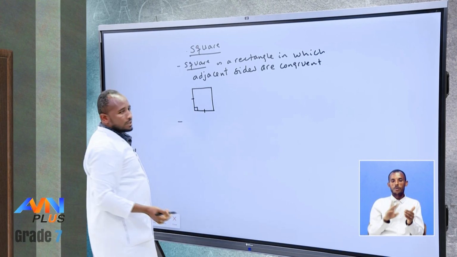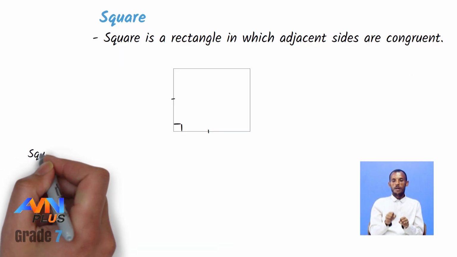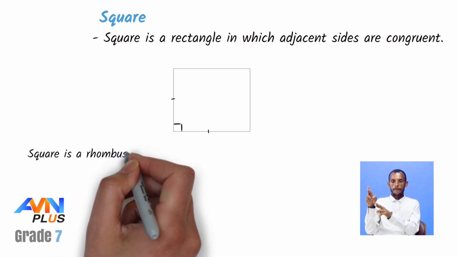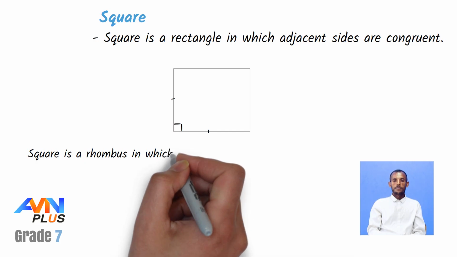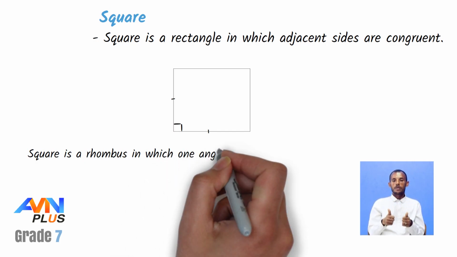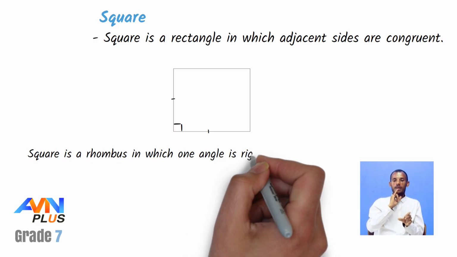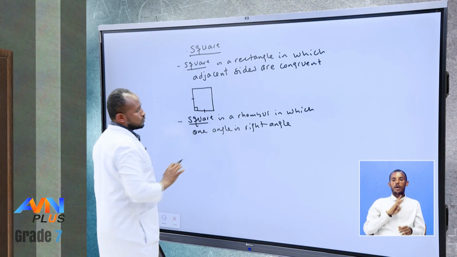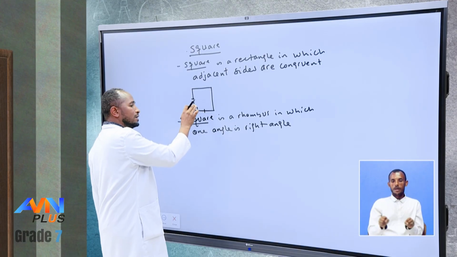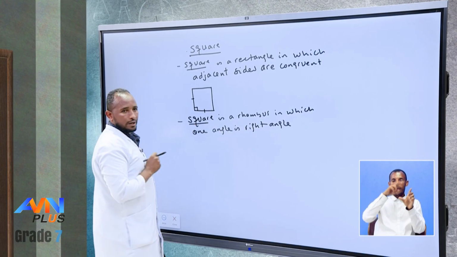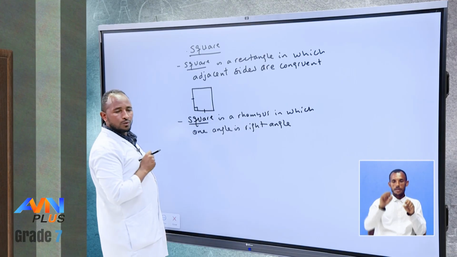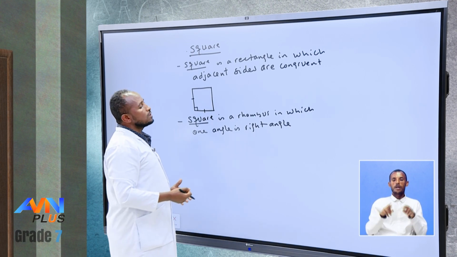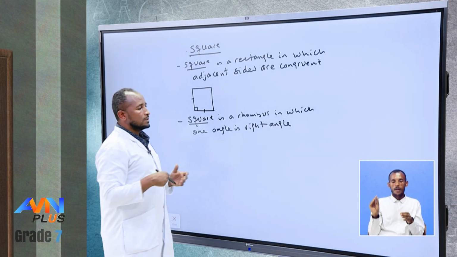Again, we can define a square in this form. A square is a rhombus in which one angle is a right angle. A rhombus has equal adjacent sides, and if one angle is right, it becomes a square. Therefore, a square satisfies the properties of a rectangle, the properties of a rhombus, and also the properties of a parallelogram.